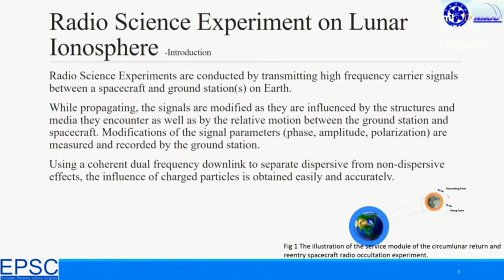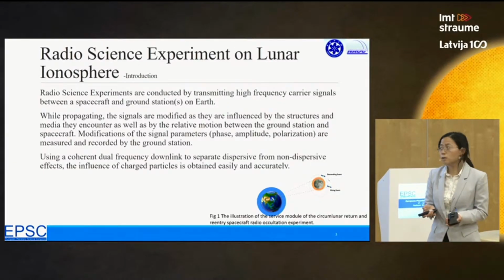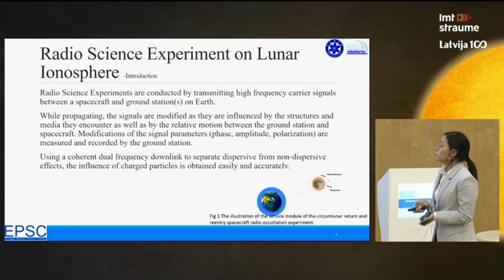So here is an illustration of the experiments. Well, the propagating signals are modified as they are influenced by a lot of things. There are the relative motions between the spacecraft and the ground stations. There are particles. There is the neutral atmosphere. There are a lot of things that influence the signals.